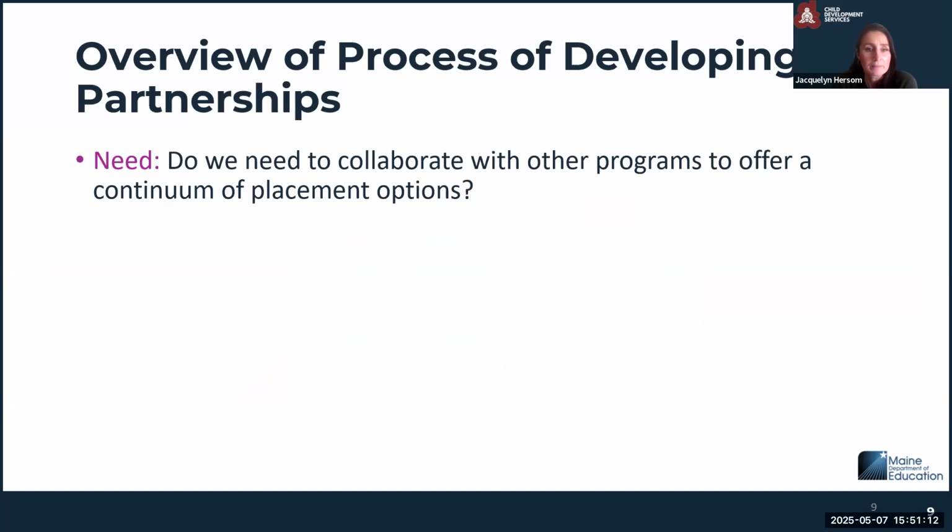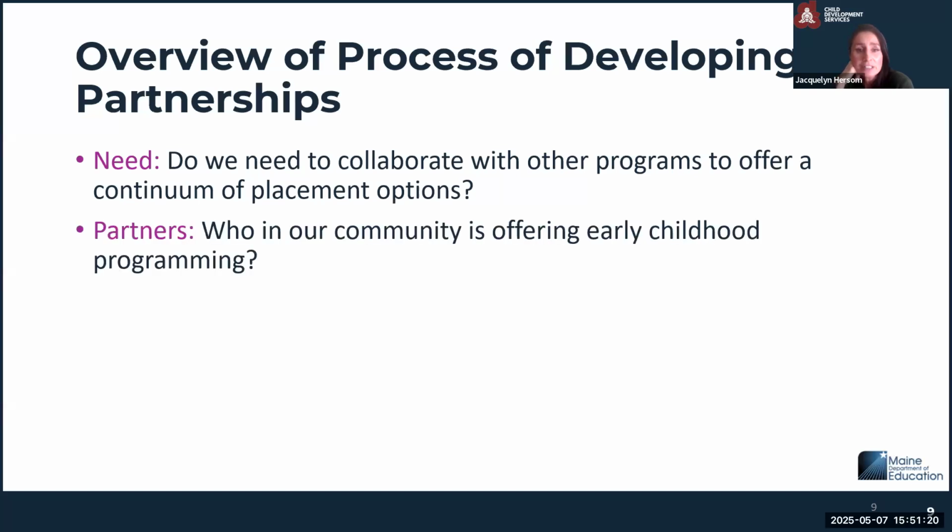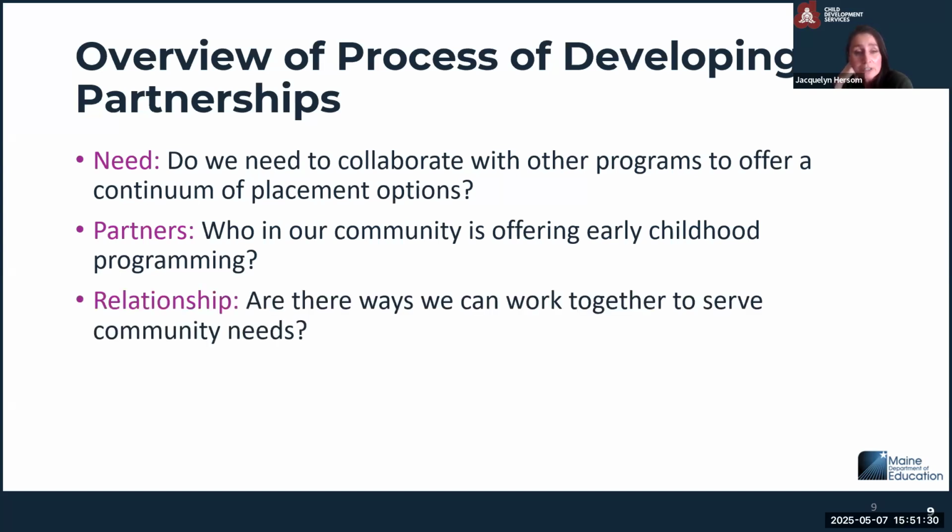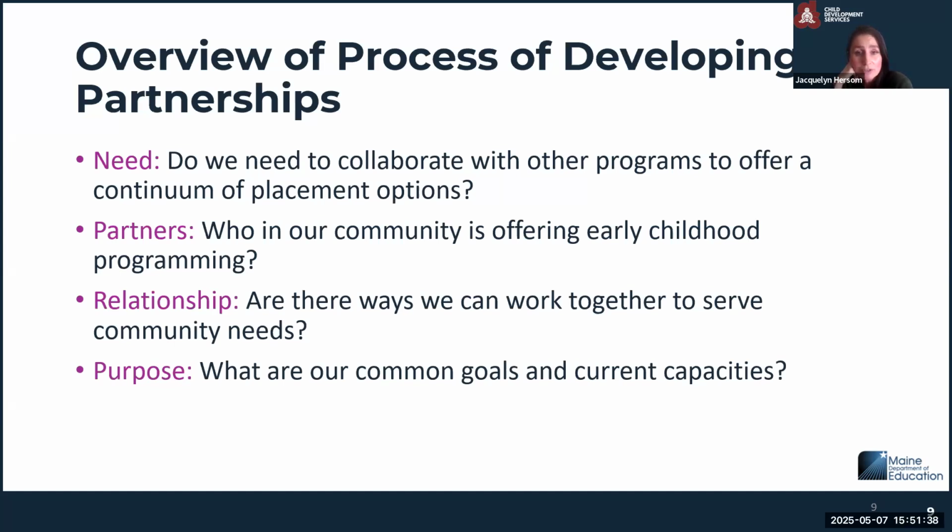So if you are partnering, or are thinking about partnering, you have already established the need, which is, do we need to collaborate with other programs to offer a continuum of placement options? You probably have thought about who the partners would be. Who in the community is offering early childhood programming? You want to start thinking about establishing a relationship. Are there ways we can work together to serve our community's needs? You want to establish the purpose. What are the common goals and the current capacities?